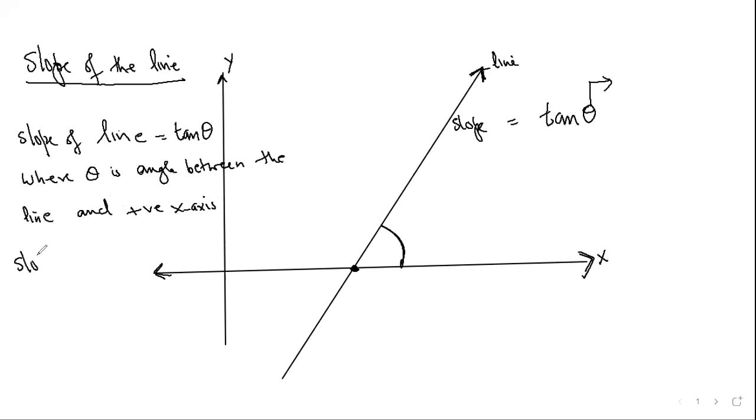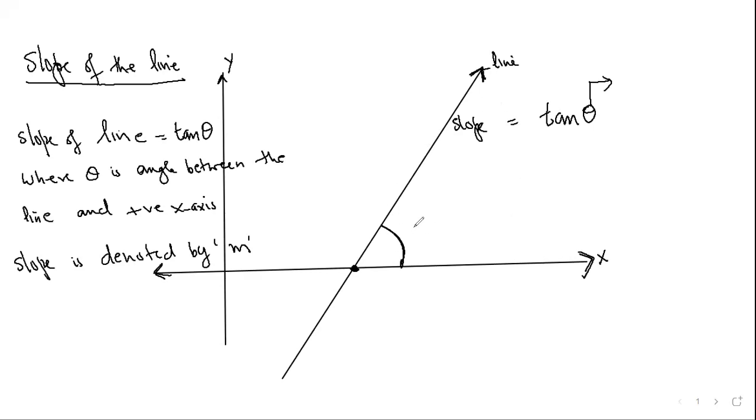Slope is denoted by M. So from now onwards, if I ask what is M, you have to say it is the slope of the line. M is the notation for slope, always denoted by a small letter m. Everything is fine in this diagram.